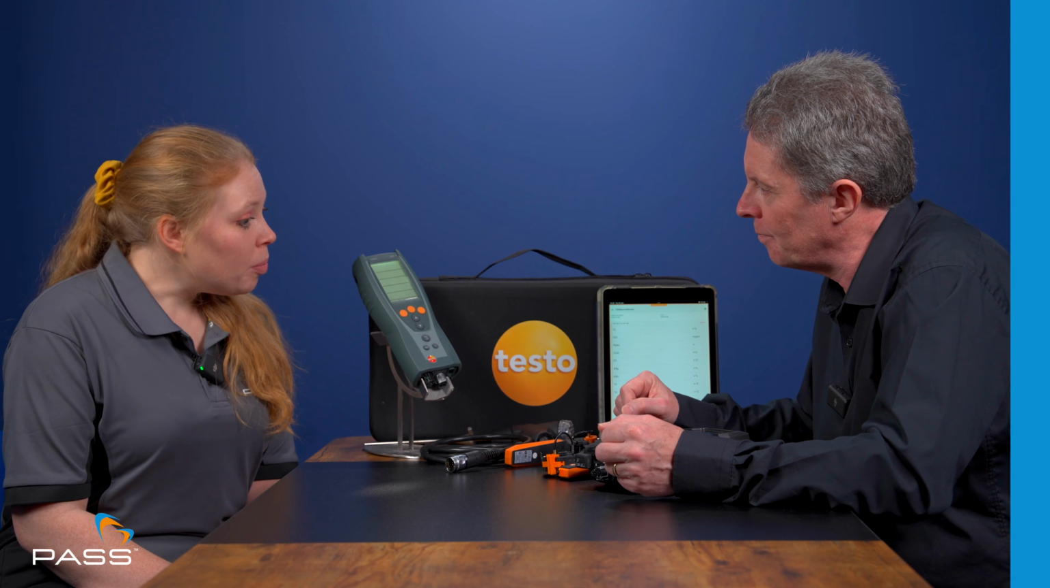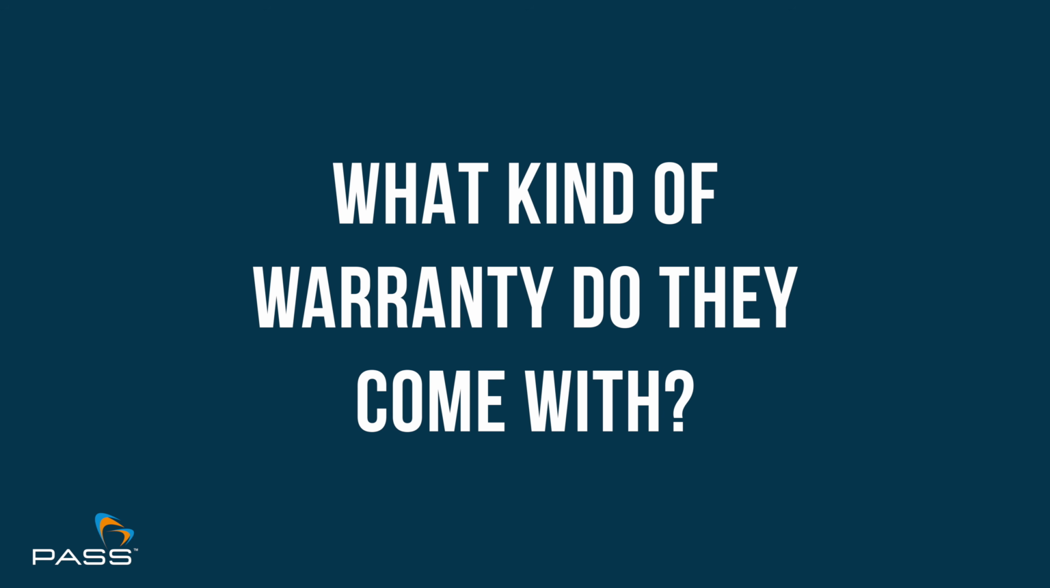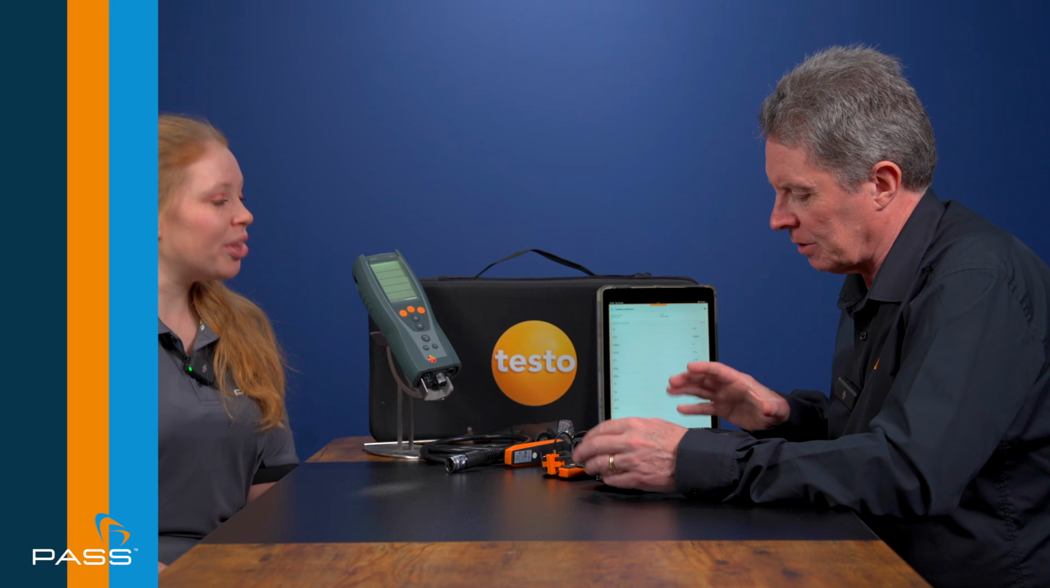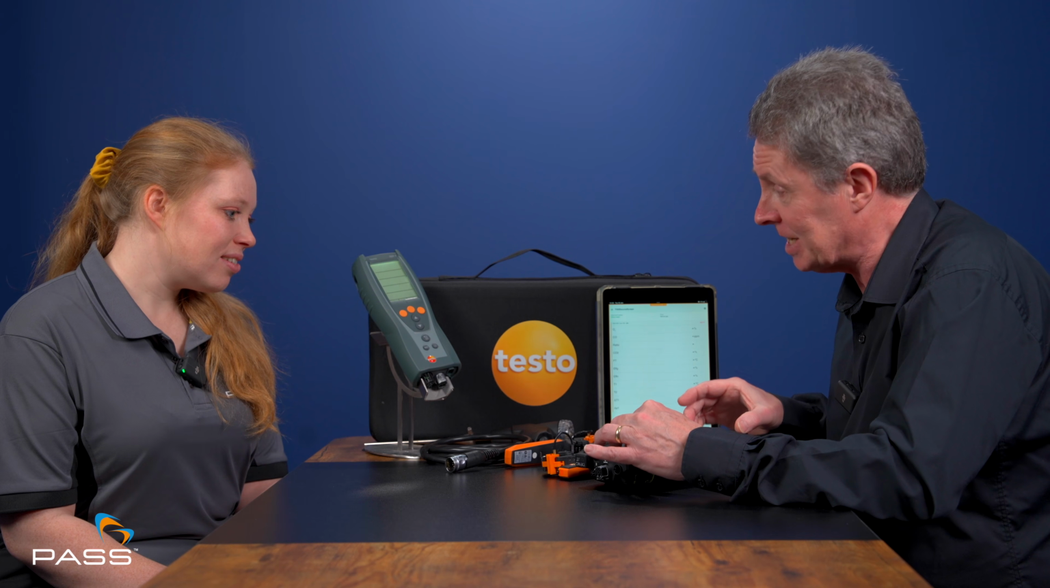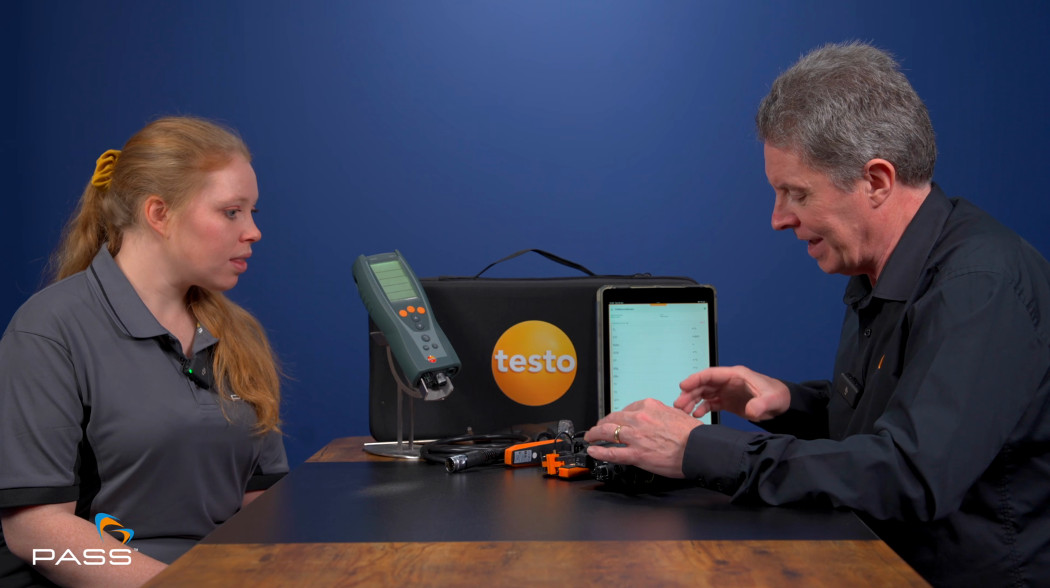Yeah. And what about warranty? What kind of warranty do the Testo Flue Gas Analysers come with? So the standard warranty on the instrument, on the sensors, is 3 years. Okay. On the electronics it is 2 years. Right. Okay. Is that true of the... And it's the same as the 327, yes.